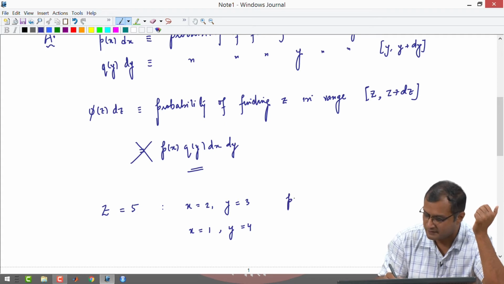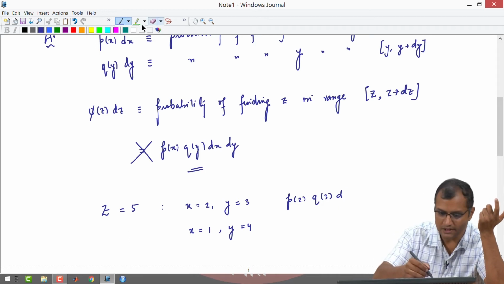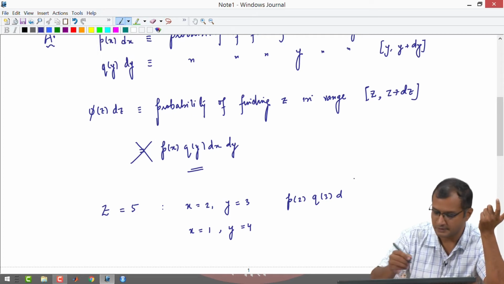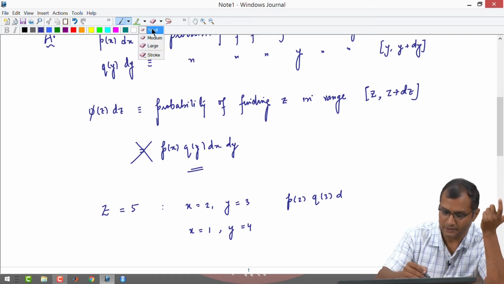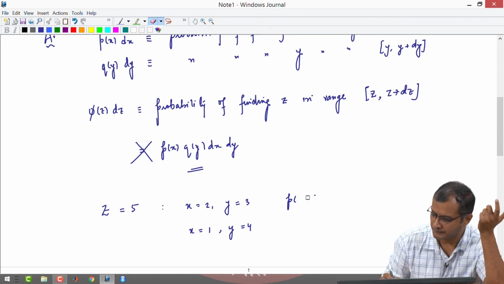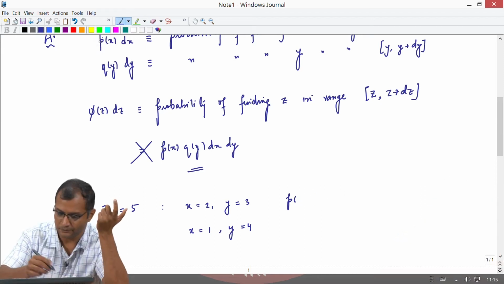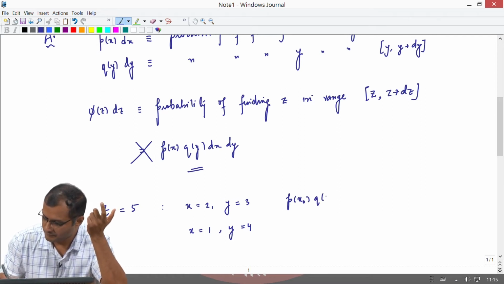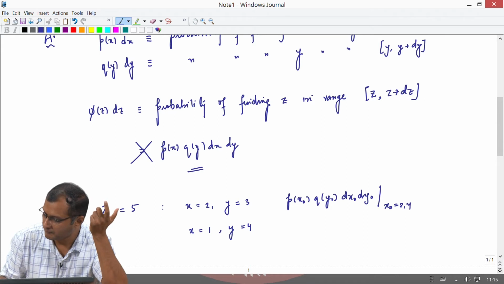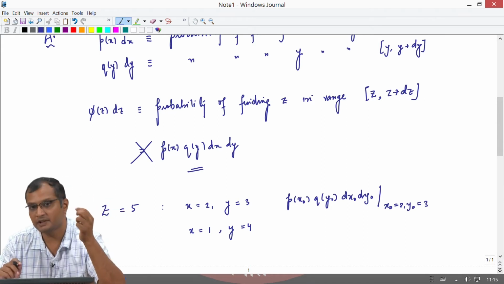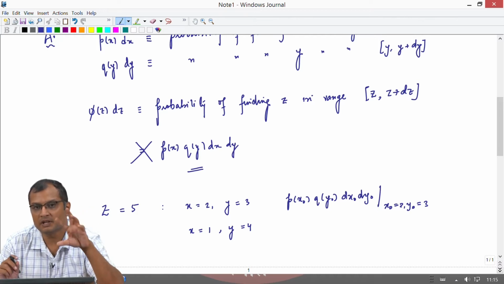Okay. So, if I take p, which is the distribution of x, p of 2 and q of 3, well, this would give me the joint probability of getting x in the neighborhood of 2 and y in the neighborhood of 3, which will give me the sum as 5 in the neighborhood of 5.